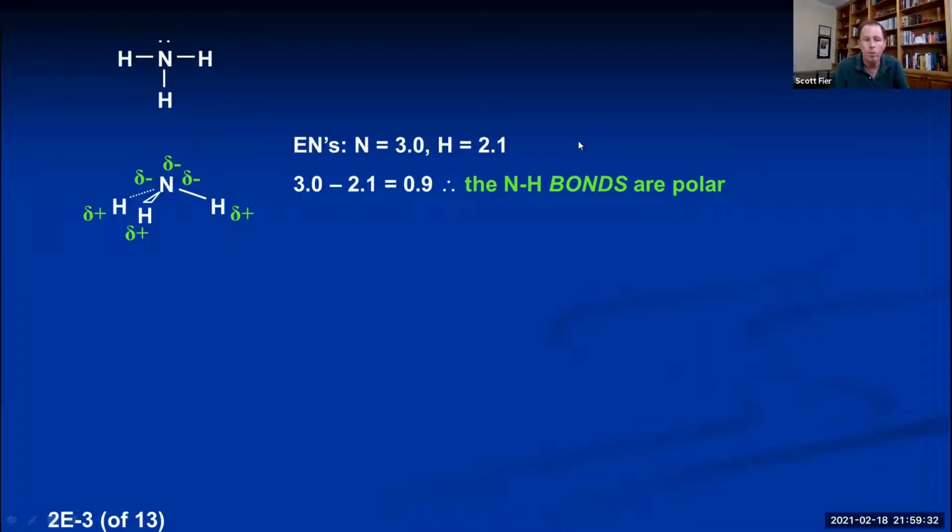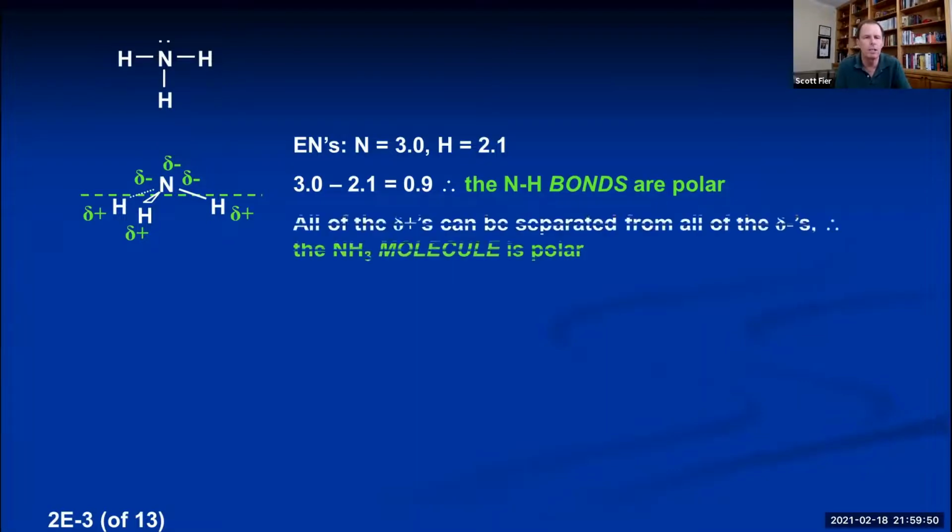So now that we have all the positives and negatives written on our molecule, can you draw a line that separates all the positives from all the negatives? It's a little bit harder to see, but you absolutely can. That line would go right here. The very top of the pyramid, the nitrogen, is the negative end of the molecule, and the base of the pyramid, the hydrogens, is the positive end. Because all the positives and negatives can be separated from each other, we would say this is a polar molecule. Okay?